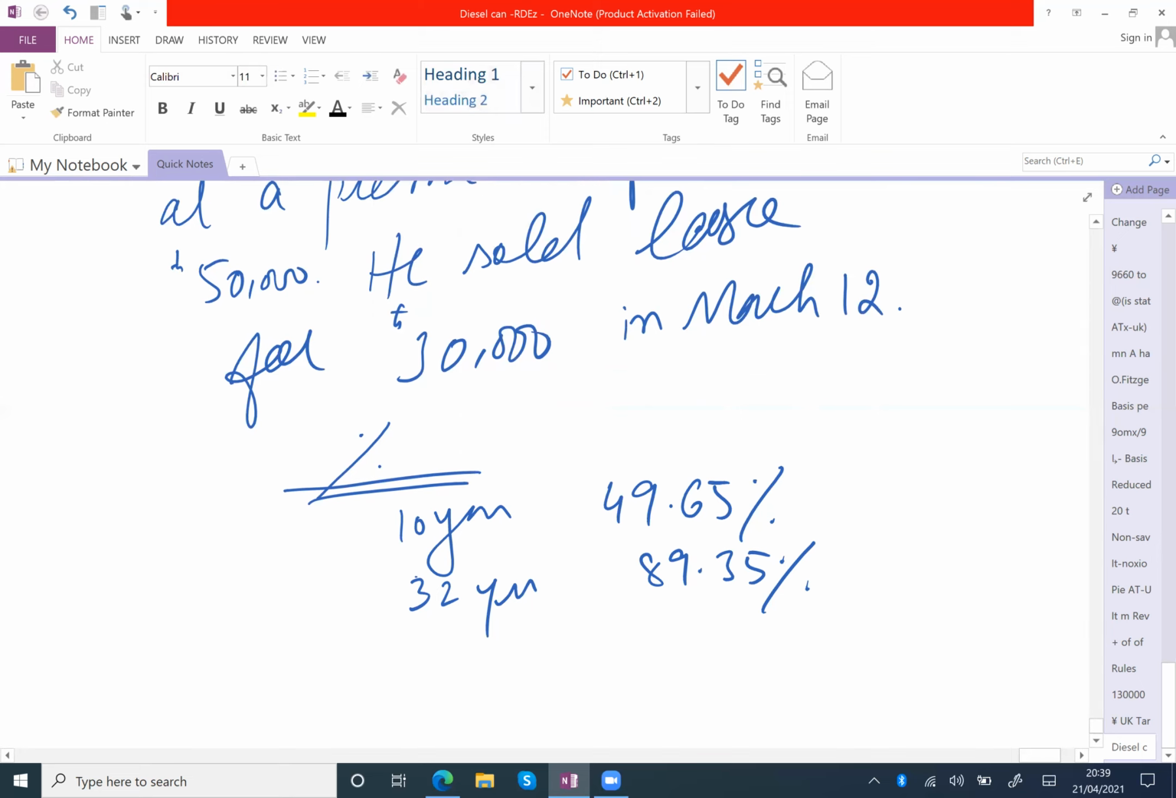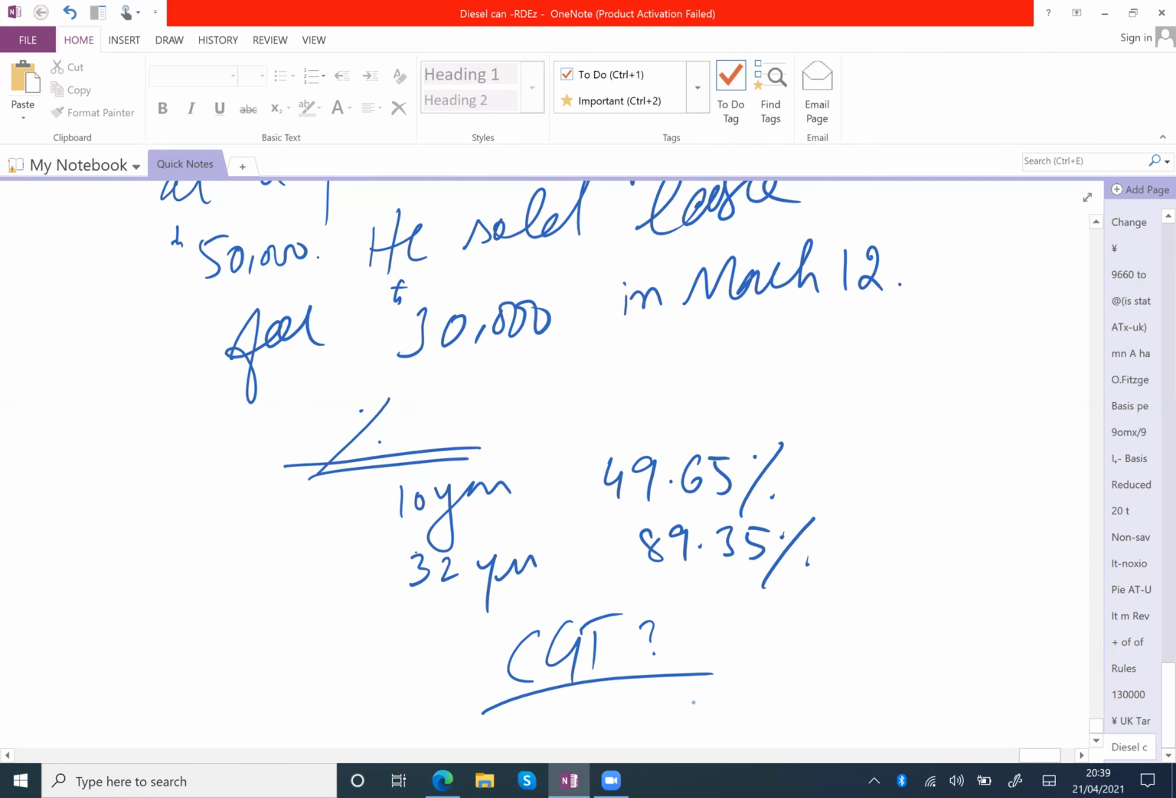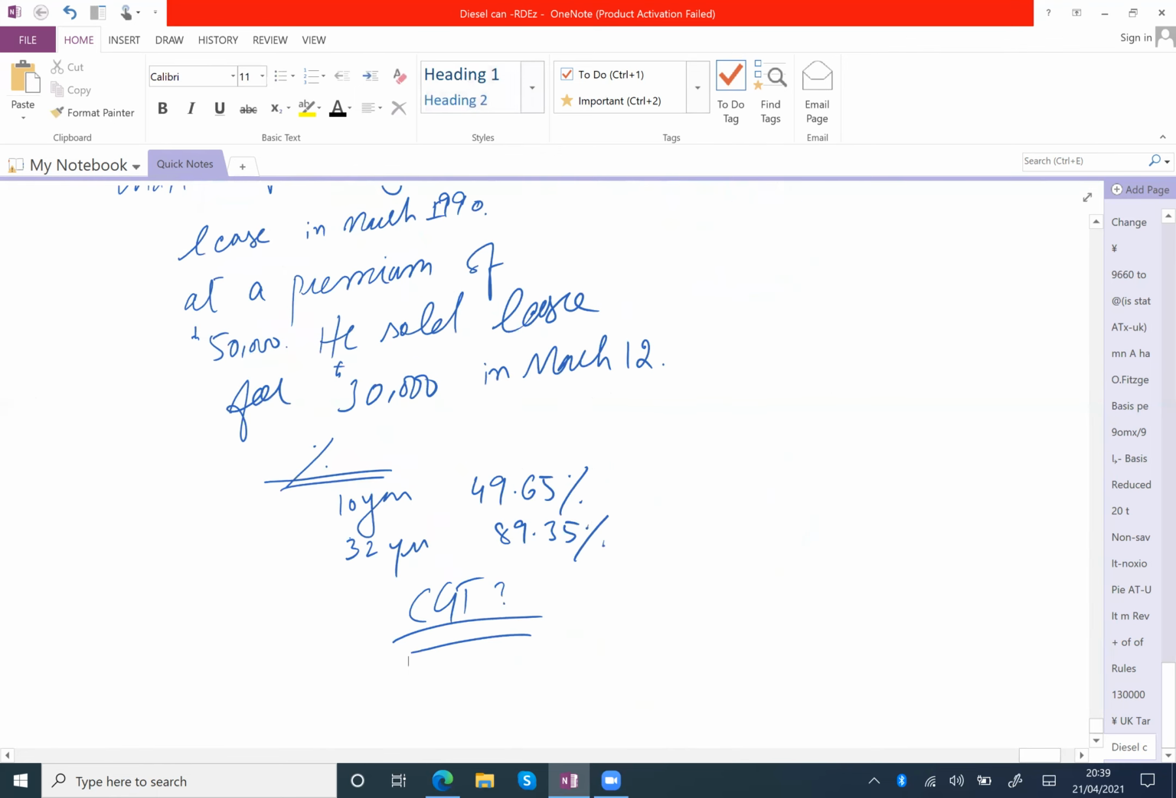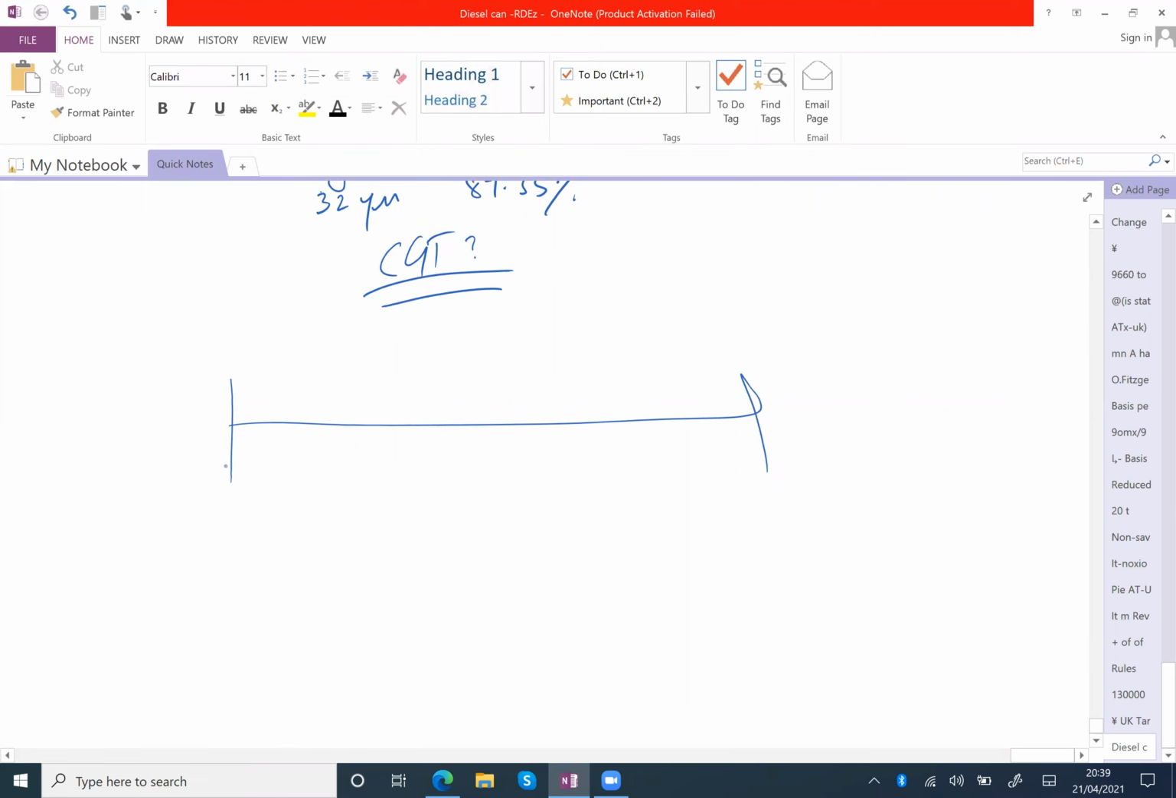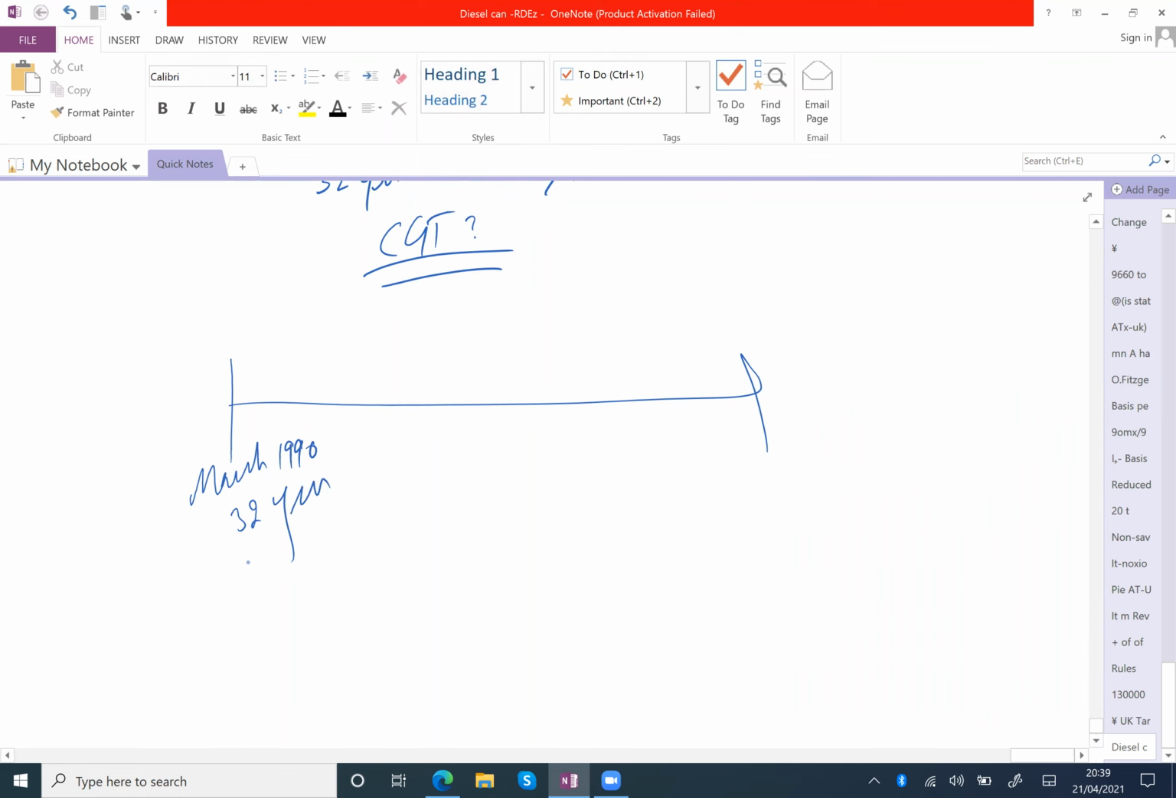Your requirement is to calculate CGT. Firstly, make a timeline and tell me on the timeline when you are purchasing the lease. In March 1990. The lease is a total 32 years lease and the cost is 50,000. Now tell me when you are selling the lease: sale date, March 2012, disposal.